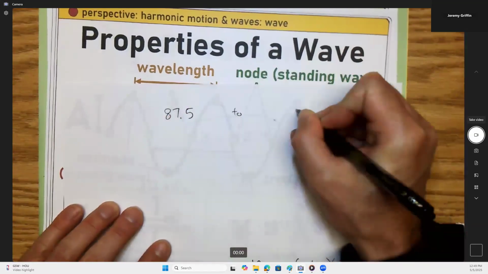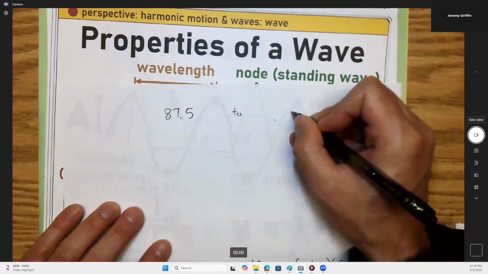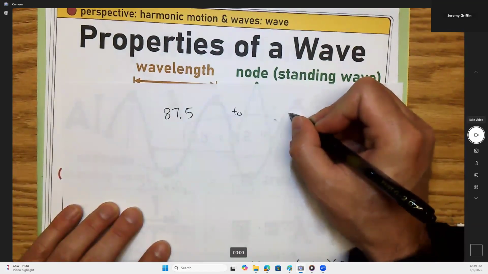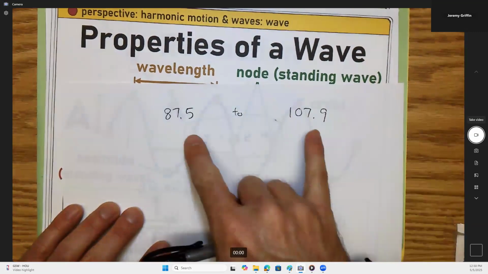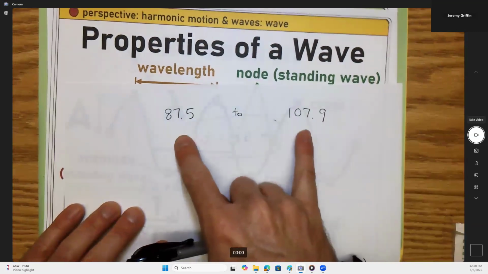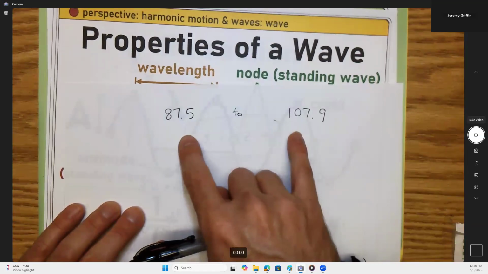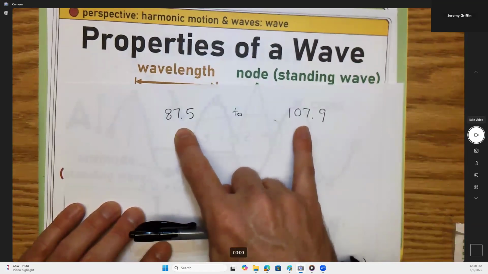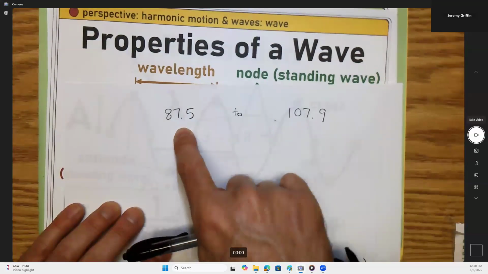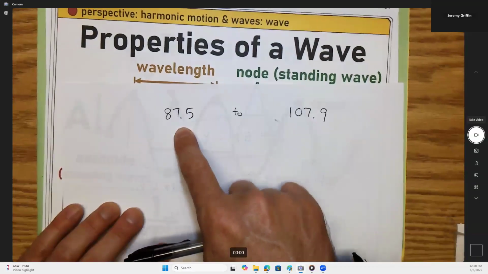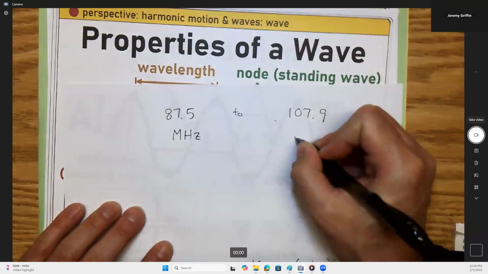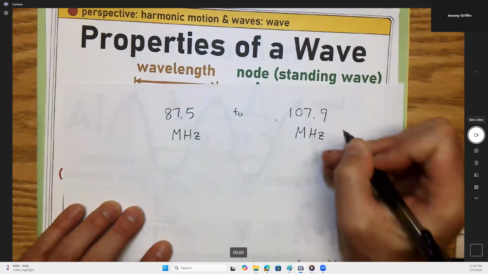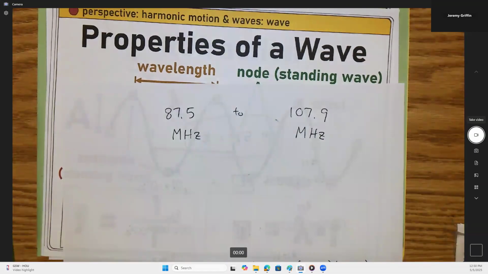87.5 to what's the highest you can go on the FM dial? It's like 107.9, right? That's an American radio thing. Do these numbers have units attached to them? Because this is 87.5 what? Megahertz. And same thing here, megahertz. So now you know when you tune it to an FM station, that's some number of megahertz.